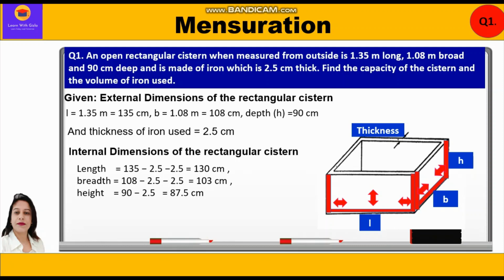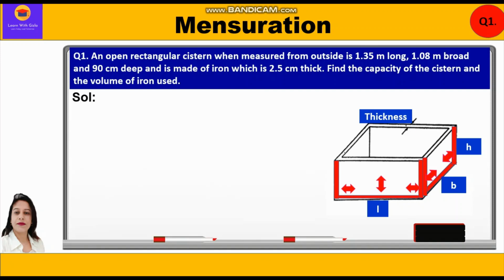Now in case of height, since it's an open rectangular cistern, we will have the thickness only at the bottom and not at the top. So we will subtract 2.5 only once. So we'll get 90 minus 2.5 is equal to 87.5 centimeter. Now we have to find the capacity of the cistern and the volume of iron used to make this cistern. Let's start with the solution.